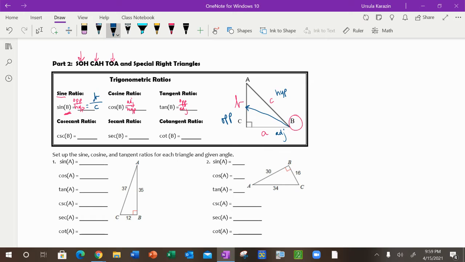And so that means the sine of angle B is B over C. So for cosine, the adjacent is A, hypotenuse is C, so cosine is A over C. And for tangent, the opposite is B, and the hypotenuse is C, so it's B over C.